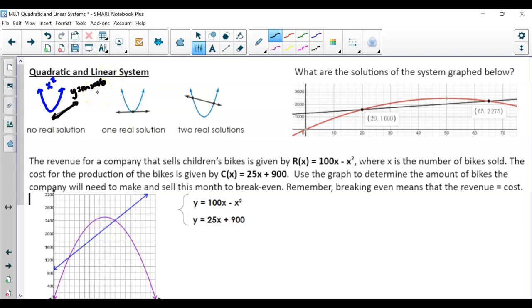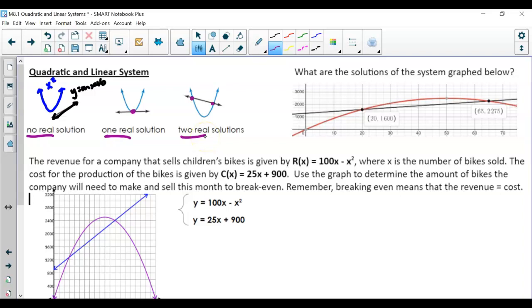And we've talked about this with our quadratics, we could have three different types of situations. They could never cross each other, so there's no real solution. They only cross at one point, so this is one real solution. And if they cross at 2 points, then this is two real solutions.